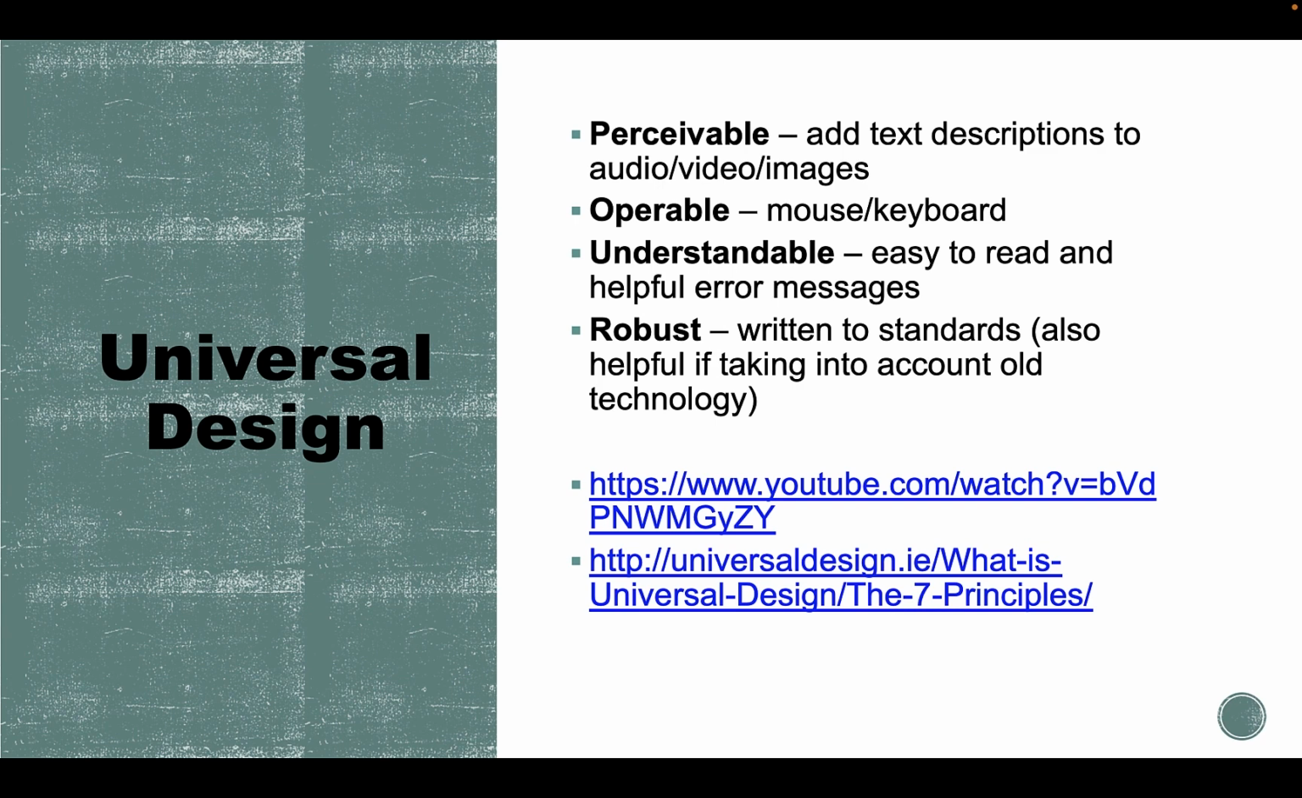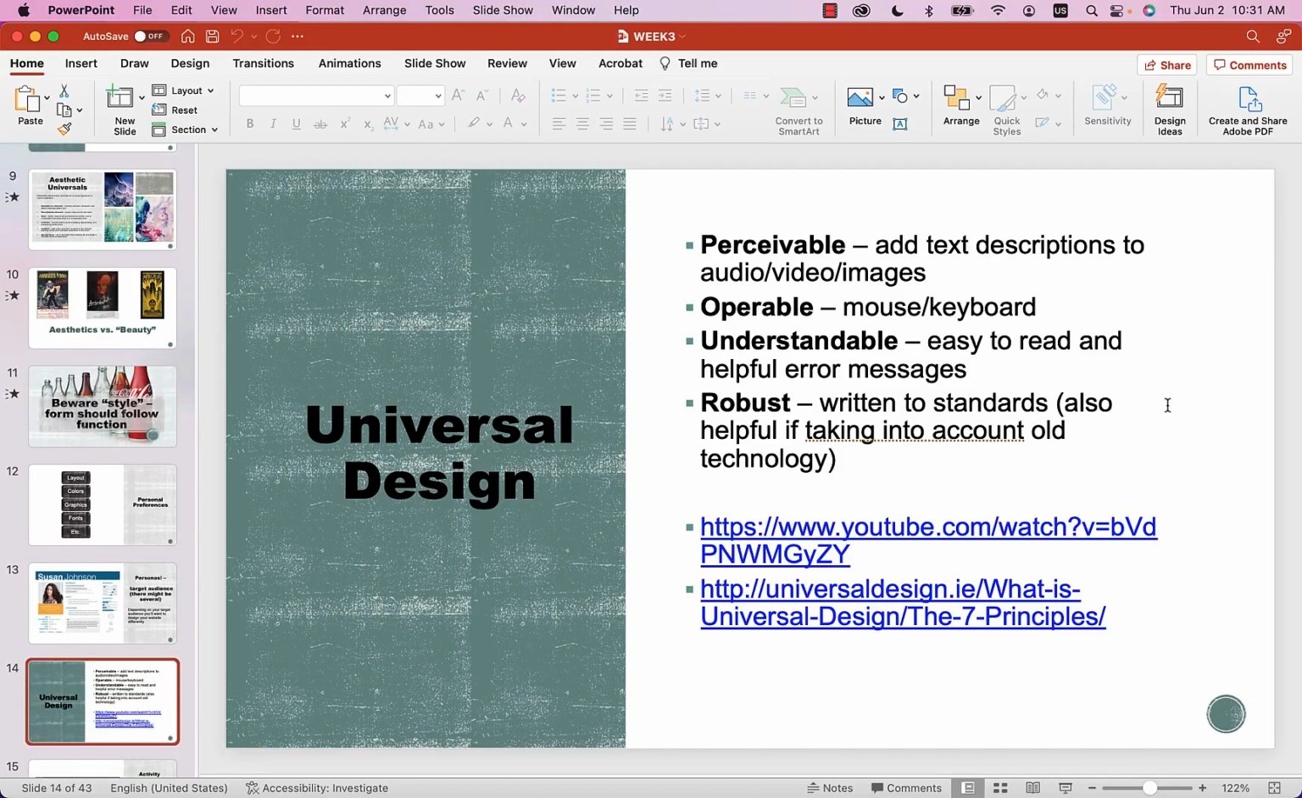Think about how your website is operable. Could somebody be able to navigate your website with just a mouse or just a keyboard? Is it understandable? Is it easy to read? Does it have helpful error messages? Is it robust? Is it written to different standards? Does it actually validate?